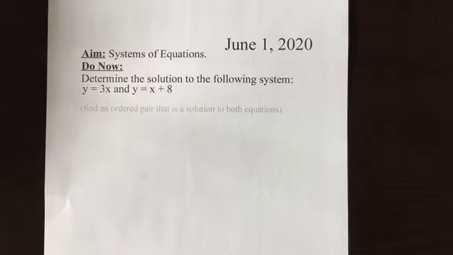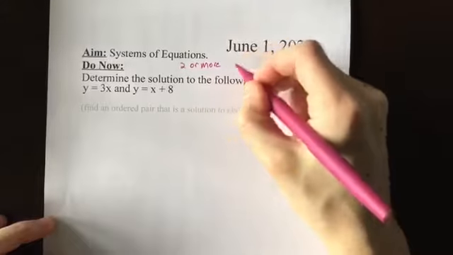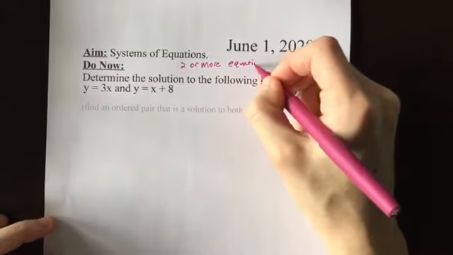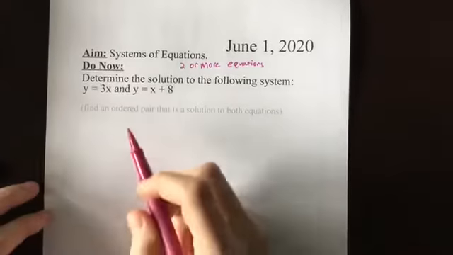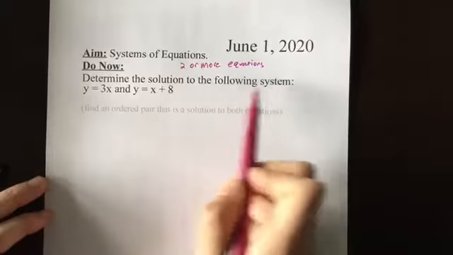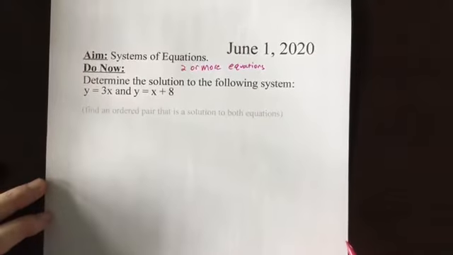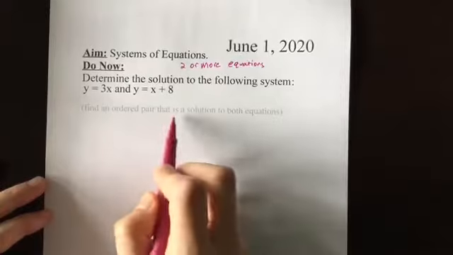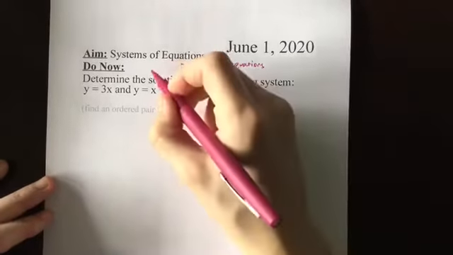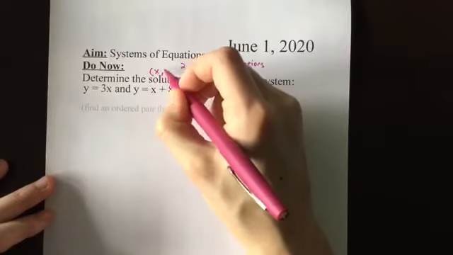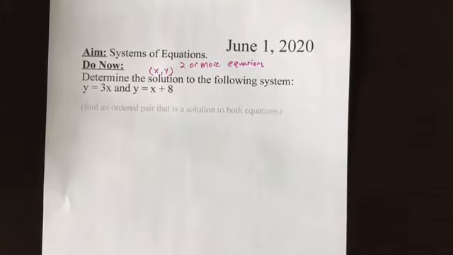A system of equations is really just two or more equations. And in 7th grade, we're just going to look at our linear equations in a system. Here we're asked to determine the solution to the following system, y equals 3x and y equals x plus 8. And we're told to find an ordered pair that is a solution to both equations. When we're talking about a solution to a system, that's one singular ordered pair that works for both equations.